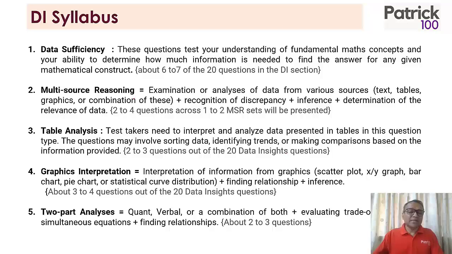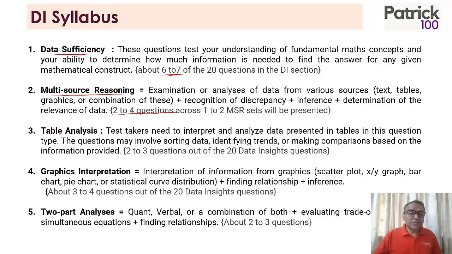If you look at Data Insights, there are 5 parts to the paper. One is data sufficiency questions. About 6 to 7 questions are of data sufficiency. Then multi-source reasoning, which means you'll have multiple sources: text, tables, graphics, etc. So 2 to 4 questions across 1 or 2 MSRs. In that, there will be around 2 to 4 questions each.